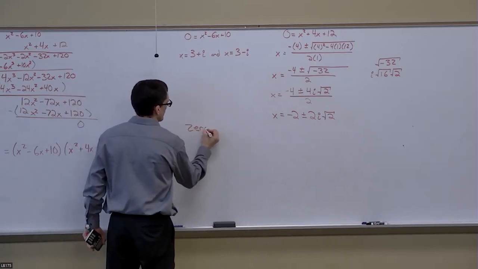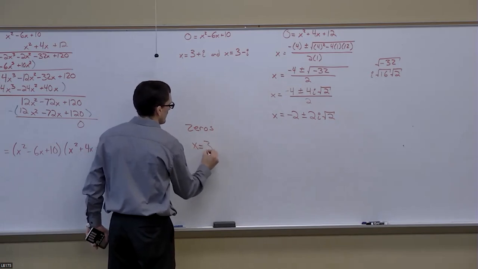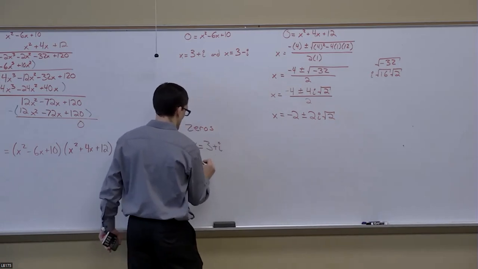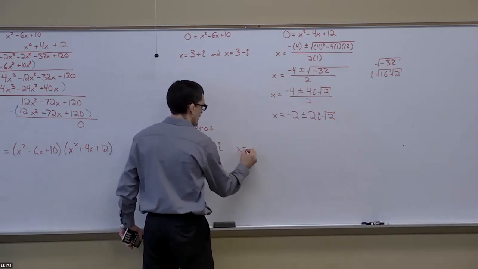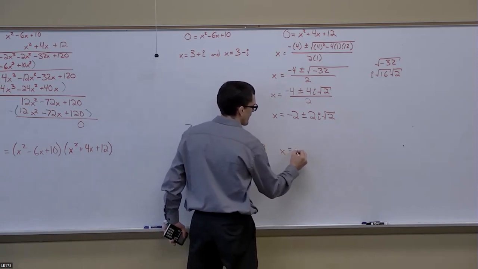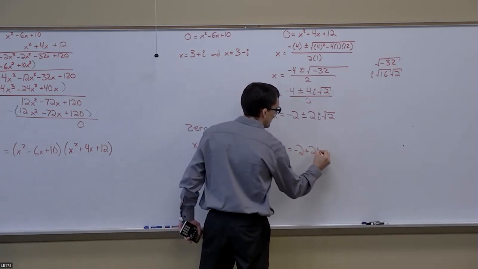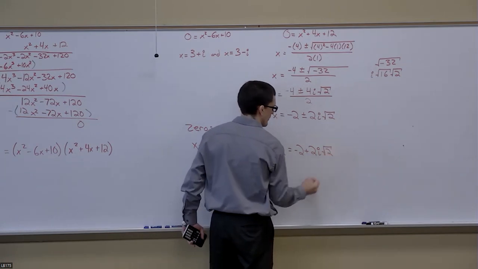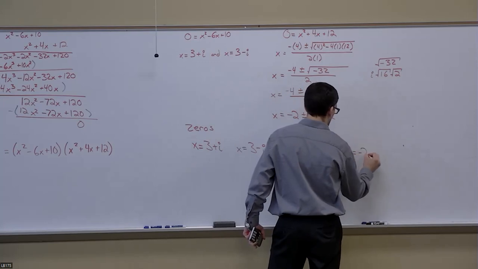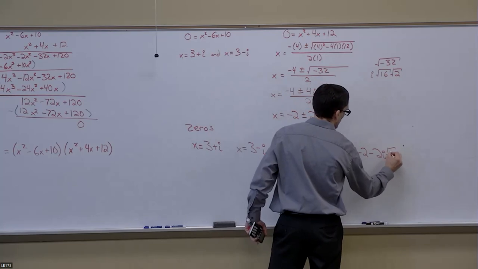That's 4 different zeros, and each one is uglier than the next, right? 3 plus i. 3 minus i. Negative 2 plus 2i root 2. Negative 2 minus 2i root 2.